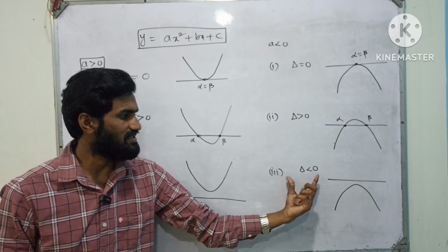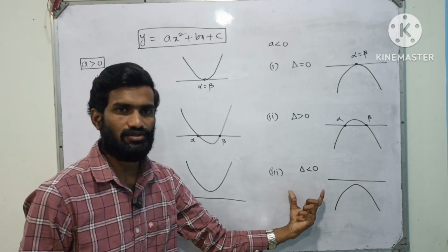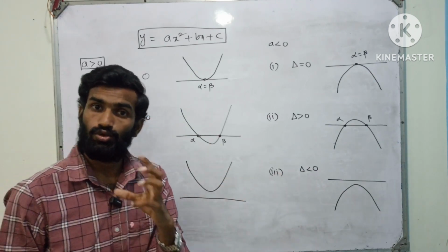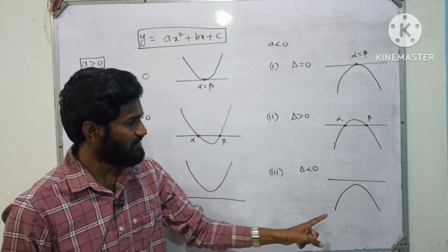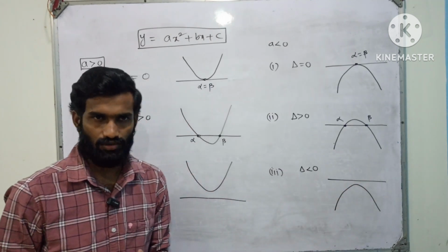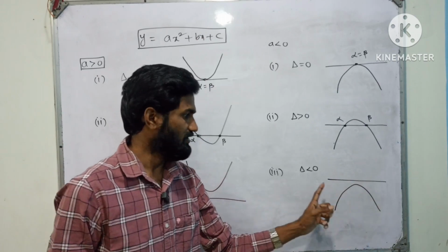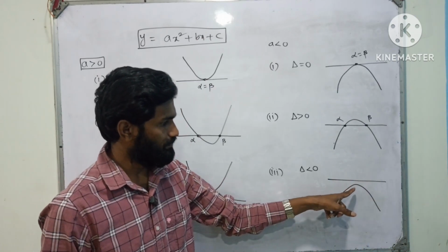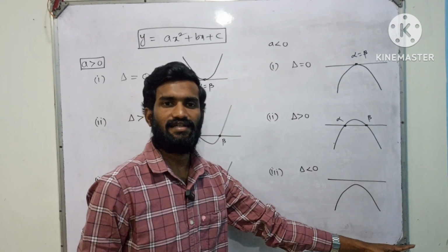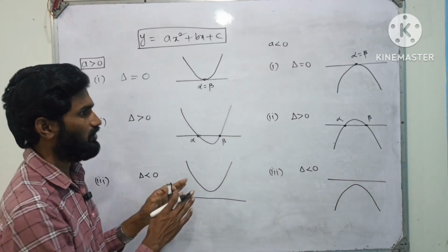Similarly here, discriminant is less than 0. Discriminant less than 0 means the roots are imaginary. Imaginary means it doesn't touch the x-axis. Therefore I have taken it like this. Here a is less than 0, which means it is a downward parabola. I hope you got this one.